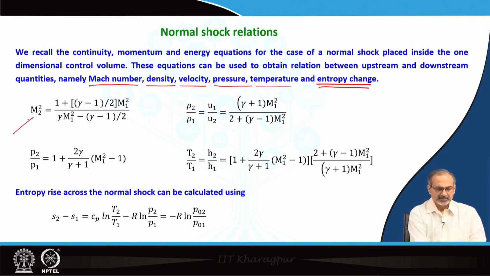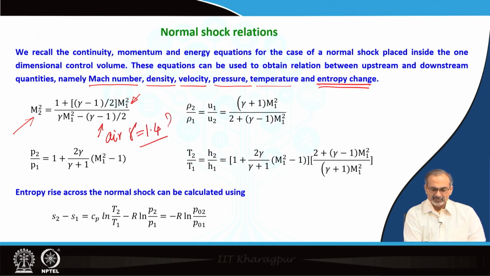So, this is an equation involving the Mach number in the station 2 as a function of Mach number upstream, and the gamma for calorically perfect gas. Of course, for air we consider gamma to be equal to 1.4.